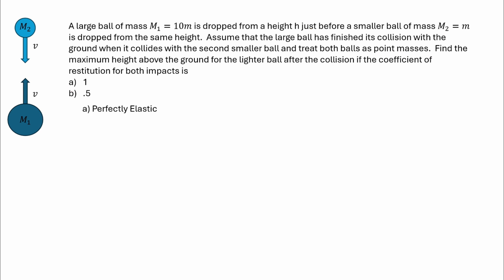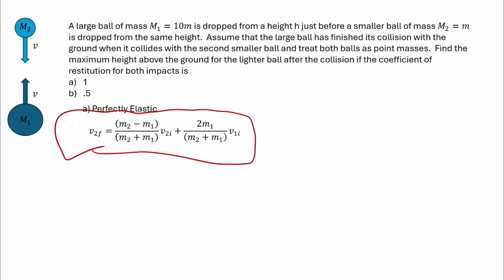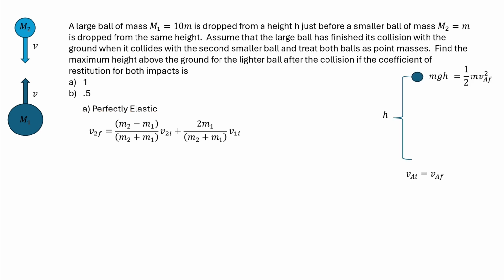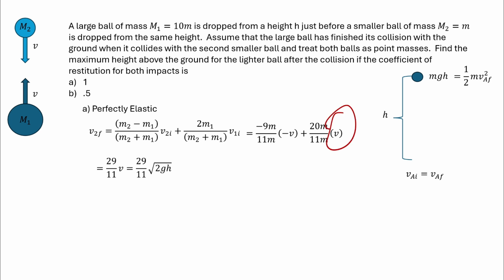Part A, perfectly elastic. All of that terrible algebra that we did earlier produced this beautiful equation. I'm not going to go through all of it again. Rewind the video and watch the algebra again. All I need to do is plug and chug. Recall that if you drop something from a height h, by the time it hits the ground, it will have some velocity based on this. If I say they both have the same velocity, and I plug in for the masses, and then finally plug in the velocity, I'll end up with something that looks like 29 over 11 times the square root of 2gh.